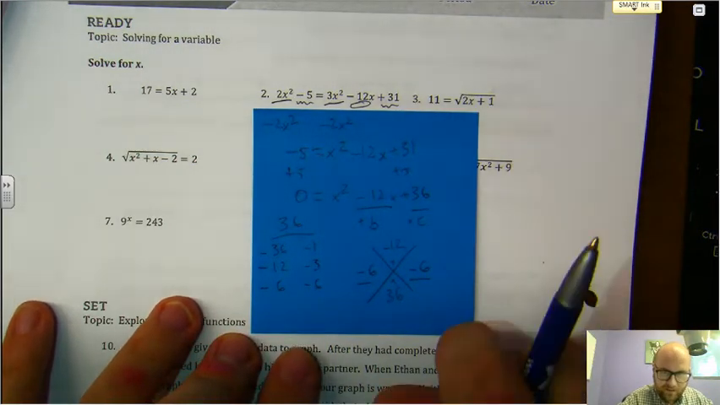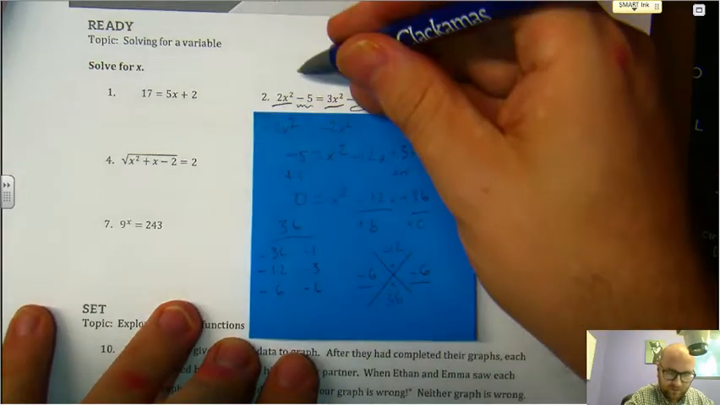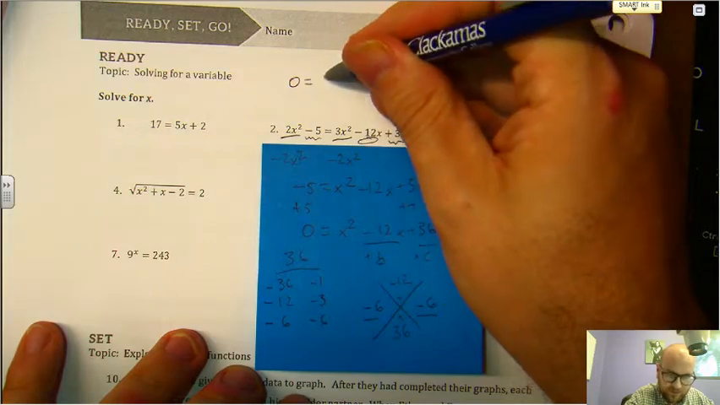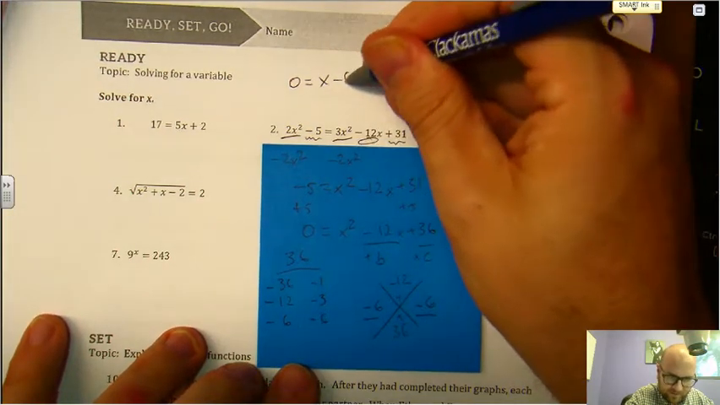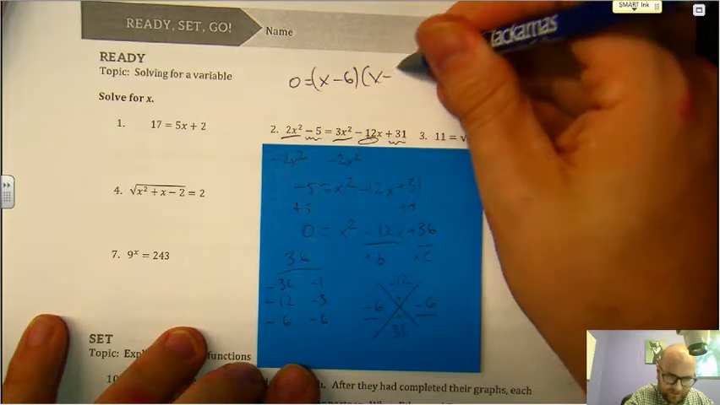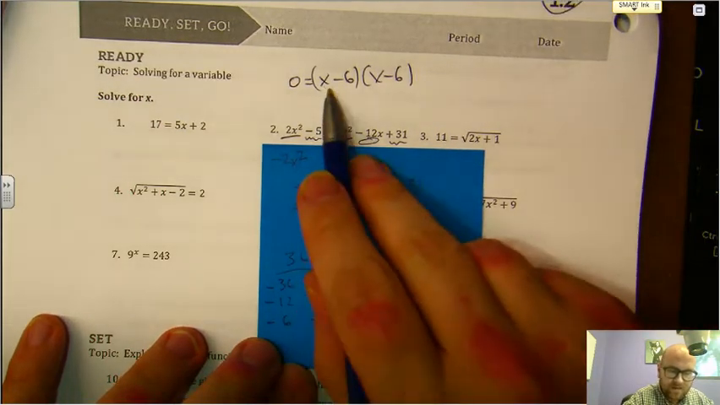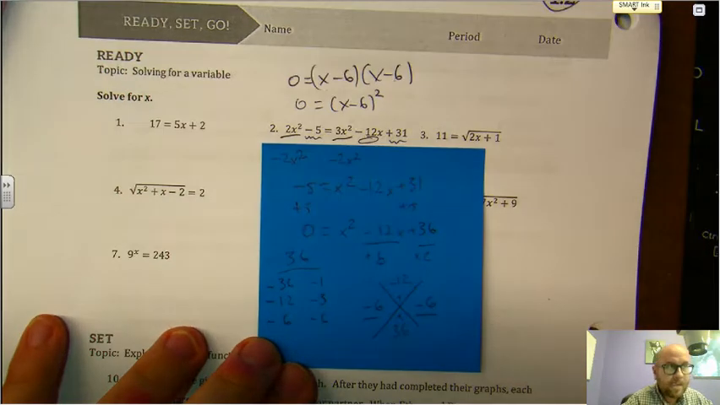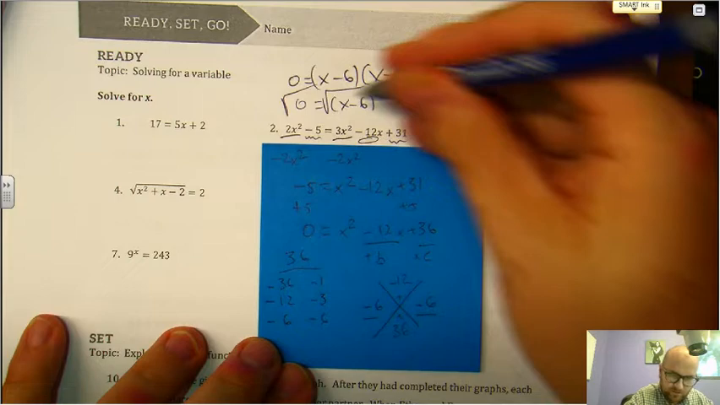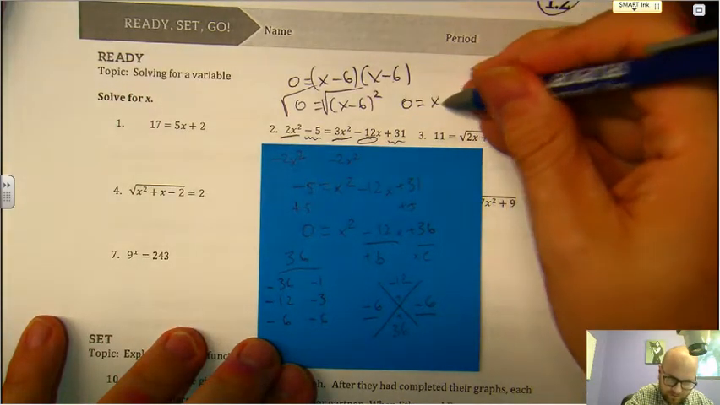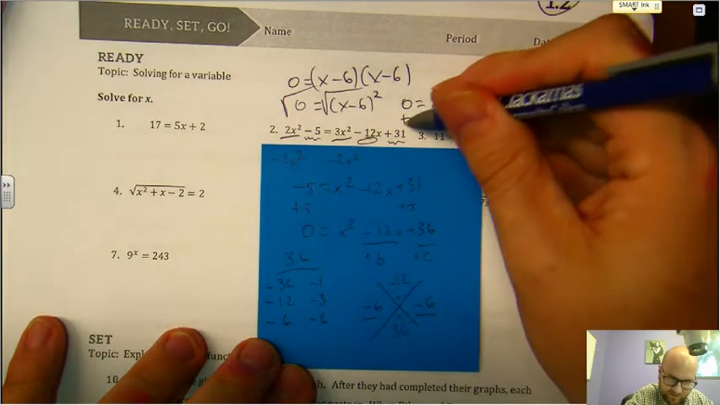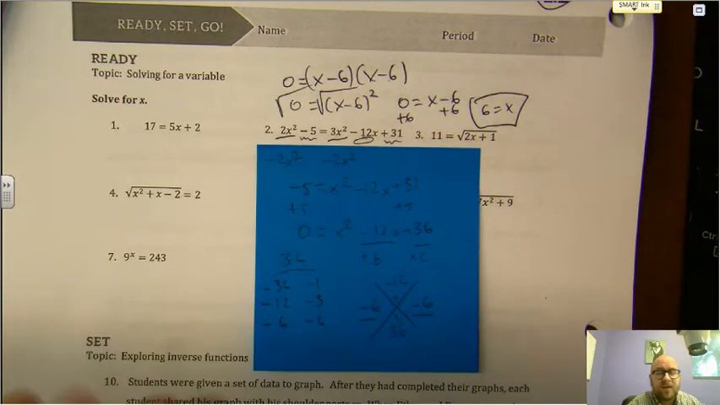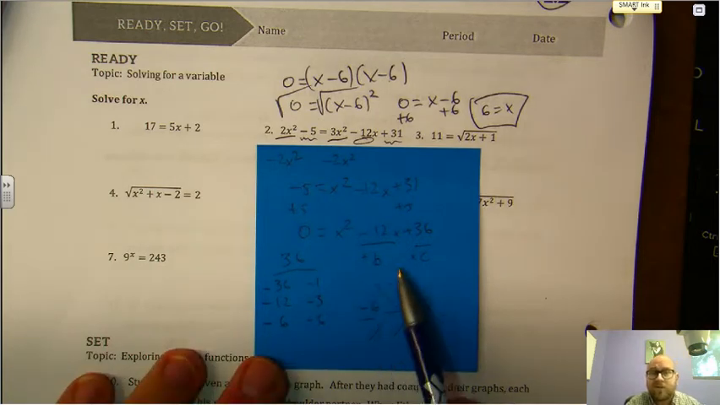Okay. Now that I know that's true, I can start to fill in a little bit. I'm going to write it up here so I don't have to use another sticky note. 0 is going to be x minus 6 times x minus 6. Well, this is squared, right? So this is 0 equals x minus 6 squared. I can take the square root. Square root of 0 is 0, meaning 0 equals x minus 6. Add 6, add 6, 6 equals x. I've solved for x. That's a really complicated problem if you don't remember your factoring rules.